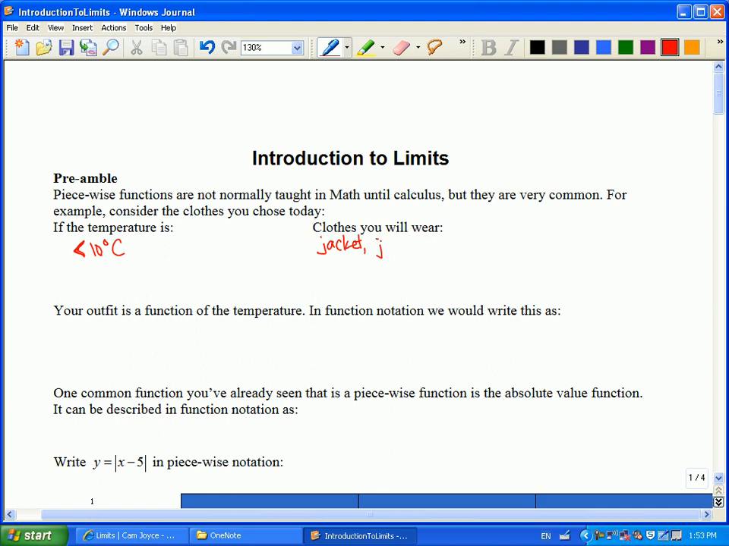You might wear jeans, right? Jacket and jeans. What if we're somewhere between 10 and 20? This is probably where it's reasonably getting to be t-shirt weather. Maybe in this one we say t-shirt and jeans. You're probably not going to wear shorts just yet, but you'll probably get away with the t-shirt. And if we're over 20 degrees Celsius, you probably have t-shirt and shorts.